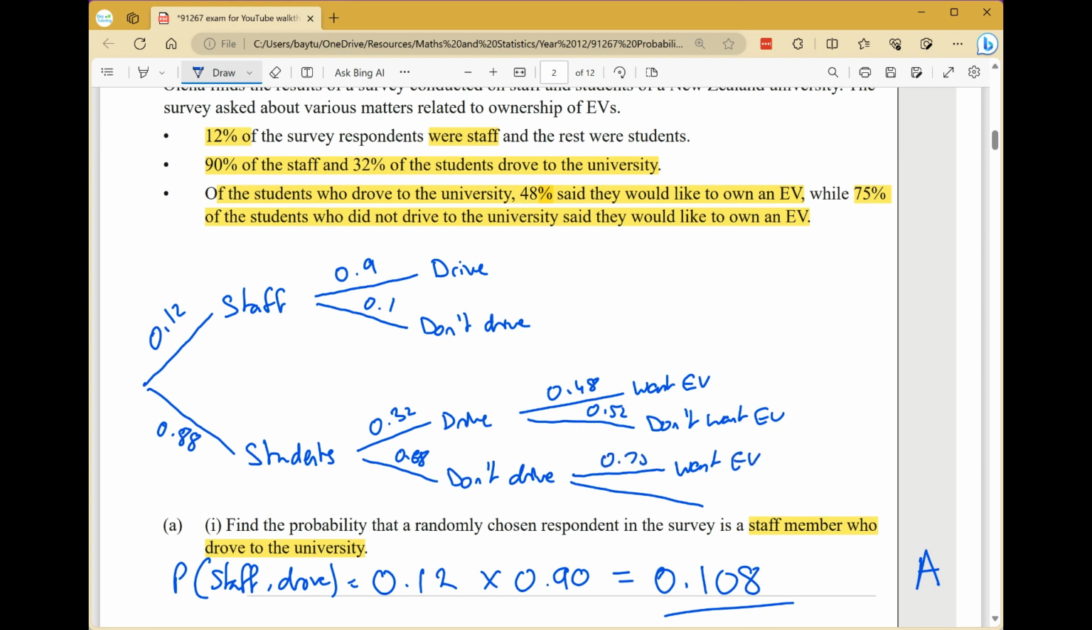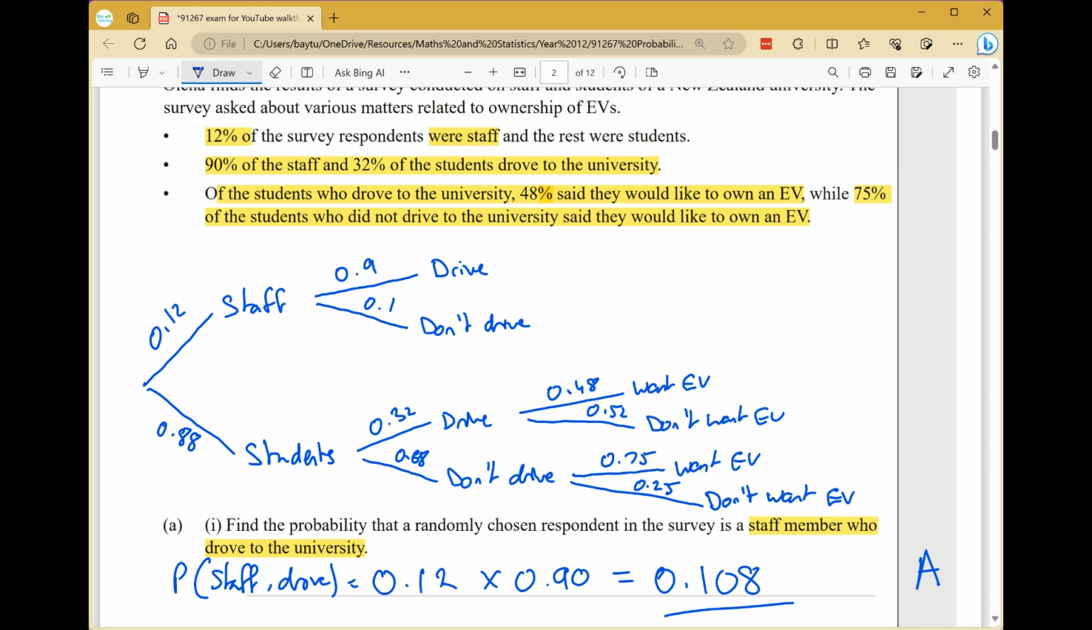So 0.75 and then 0.25. So remember that branches that start from the same place have to add, their probabilities have to add up to 1. So that's how I worked those out. Okay, so remember the question is, if a student respondent said they would like to own an EV, what is the probability they drove to university?